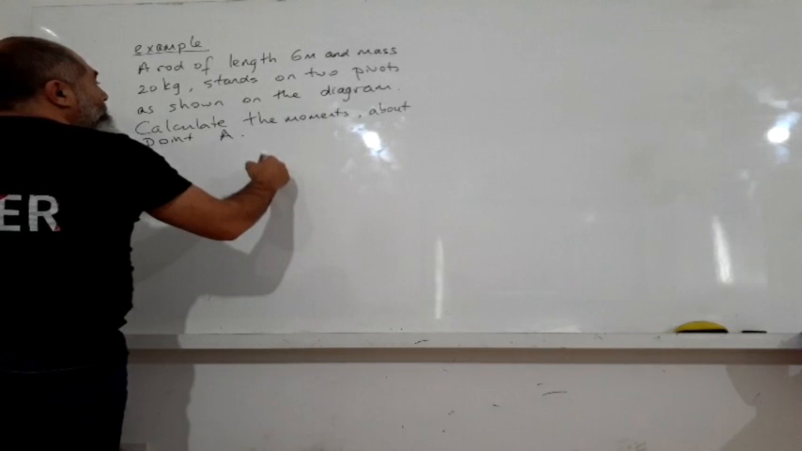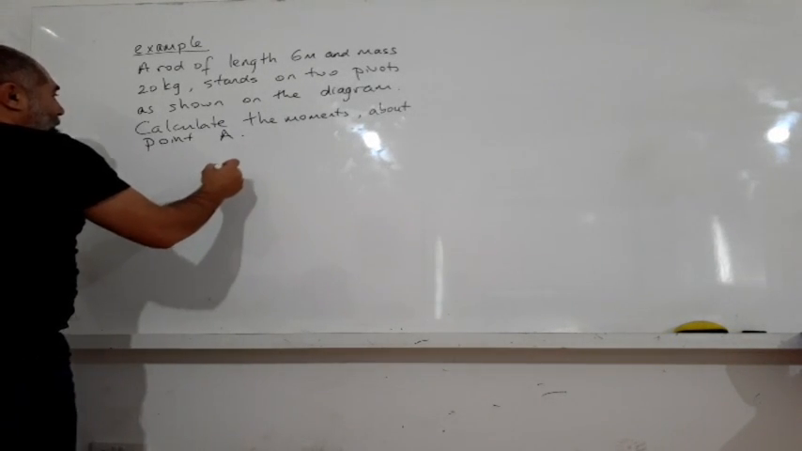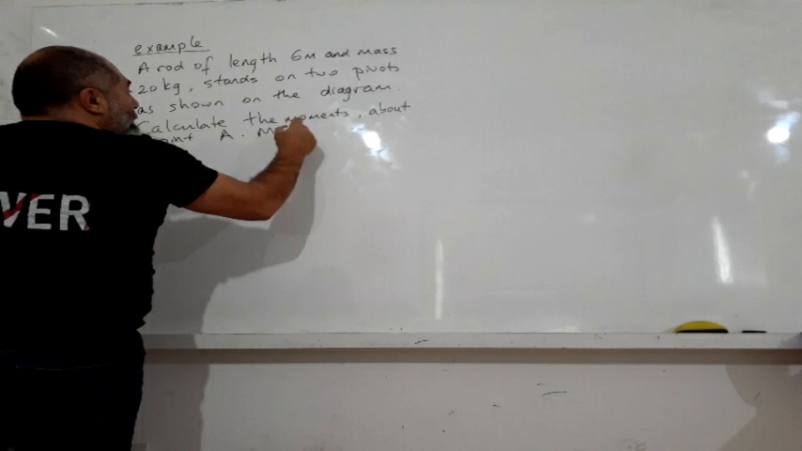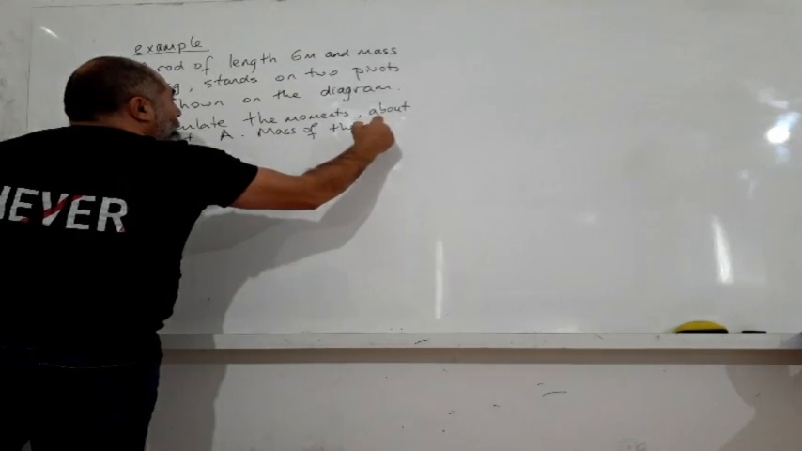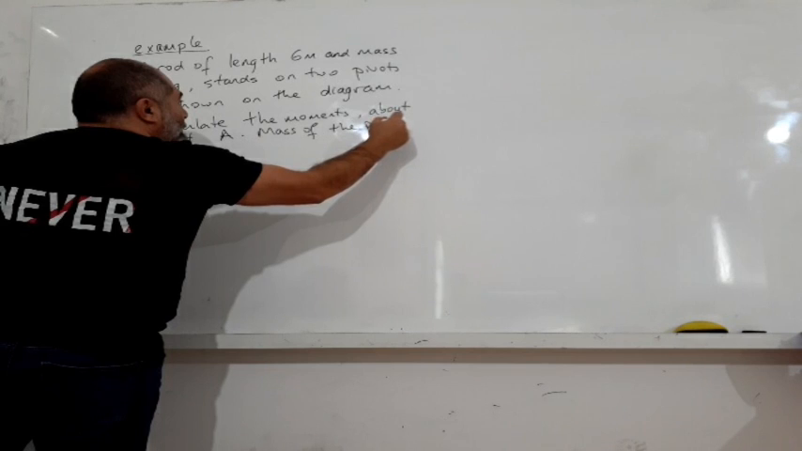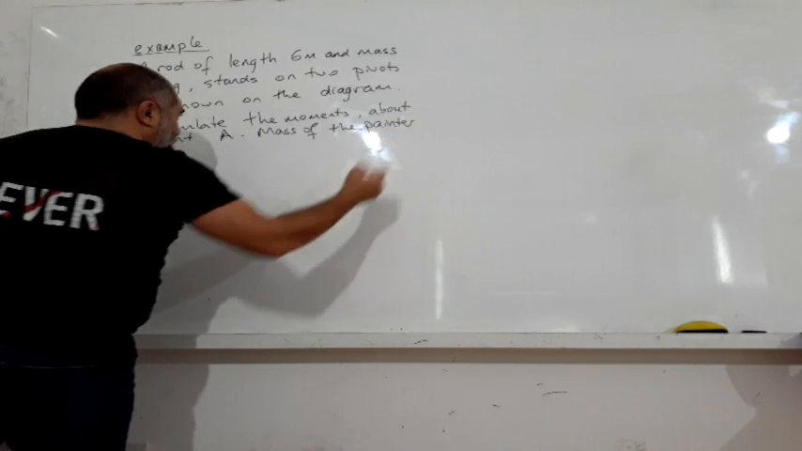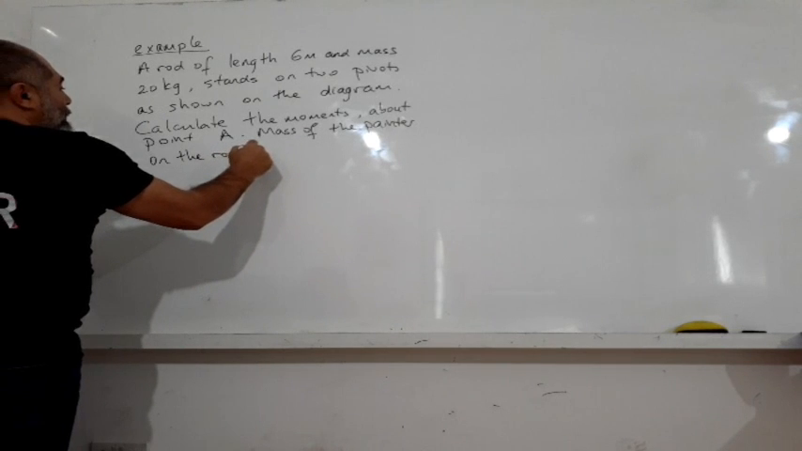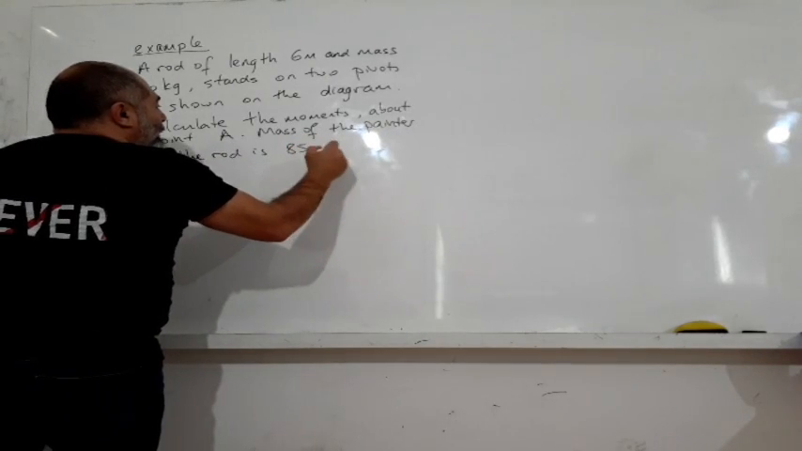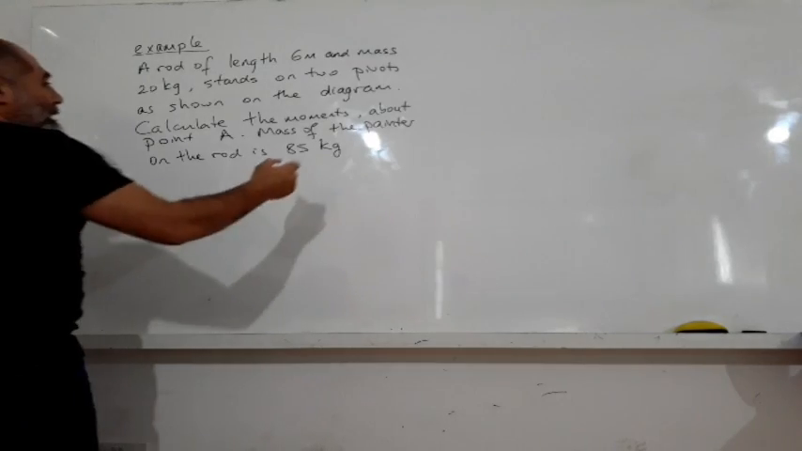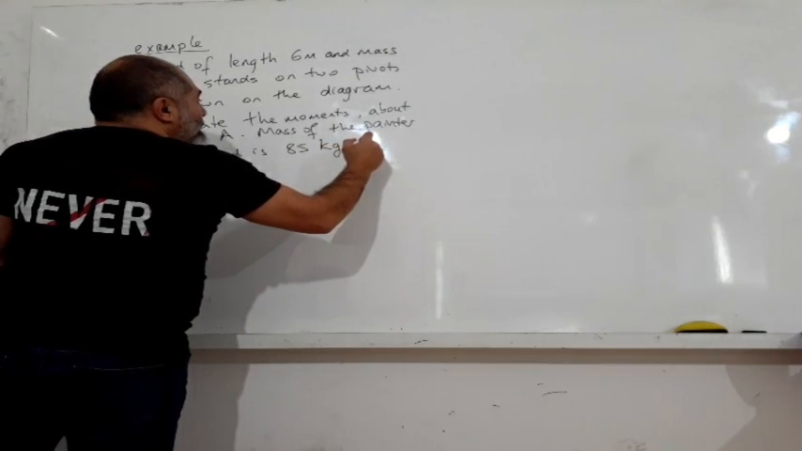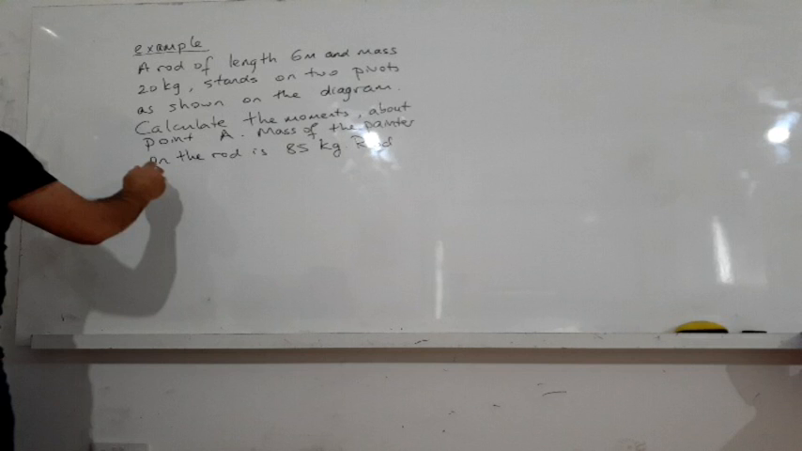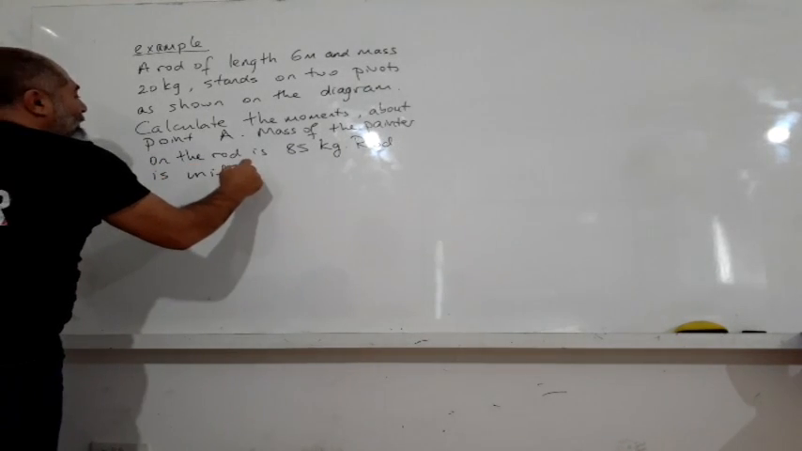Mass of the painter on the rod is 85 kilograms and the rod is uniform, which means its center of mass is at the midpoint. And this is the diagram.